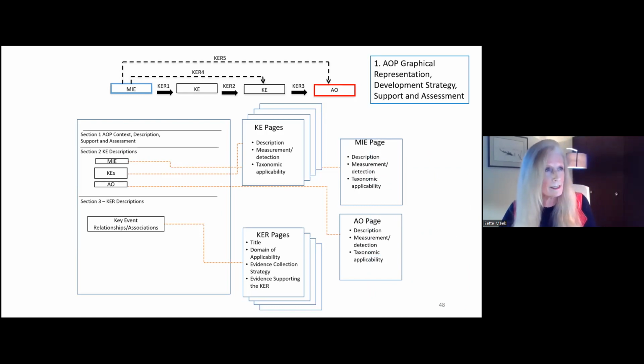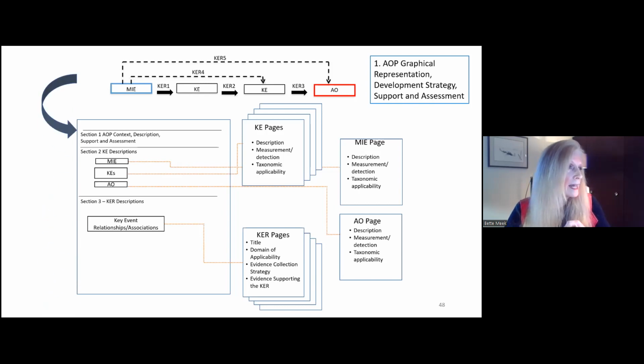So we see the AOP graphical representation as being very important. And we would describe the development strategy, the support and assessment, essentially to support application. And then if you could click again, please. So that's section 1, click again. That would then map to the key event descriptions and finally to the key event relationship descriptions.